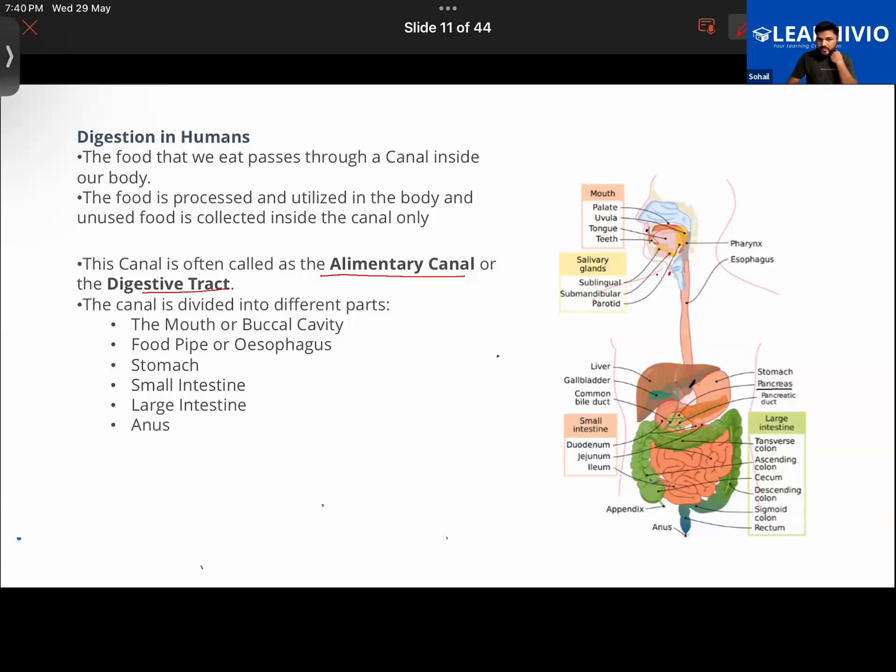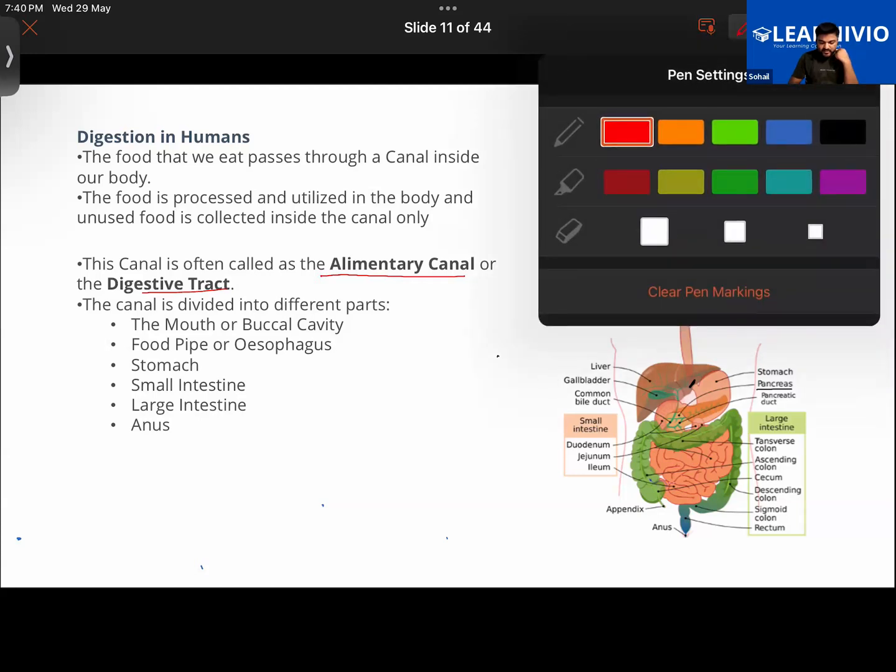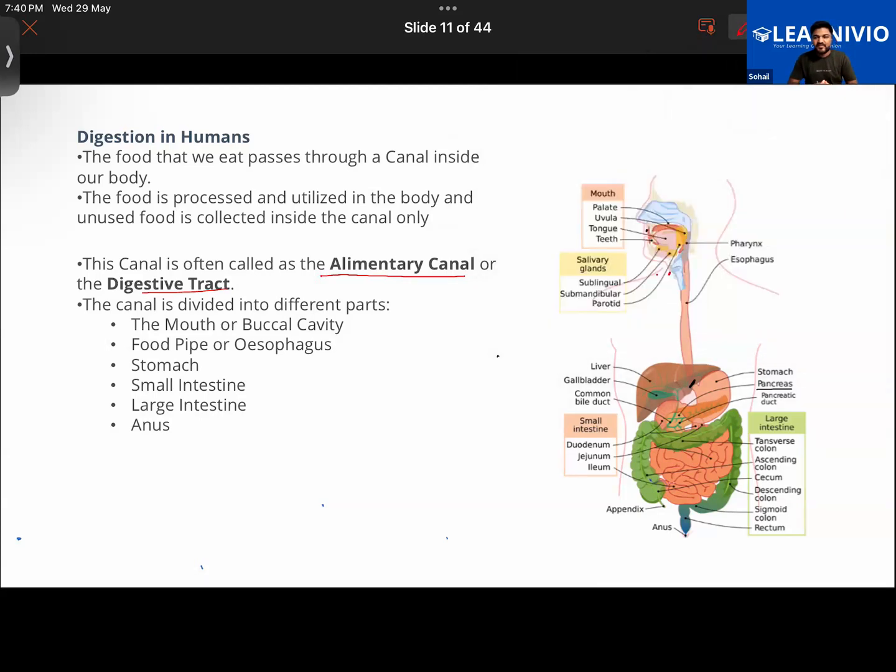Okay, sir. So right now we have started our topic, digestion in humans. The food that we eat passes through a canal-like structure inside our body, starting from your mouth, then your esophagus, that is the food pipe, then your stomach, then the small intestine and large intestine, and finally via the anus it is excreted from the body. The food that you are eating is processed and utilized in the body, and unused food is collected inside this canal only.